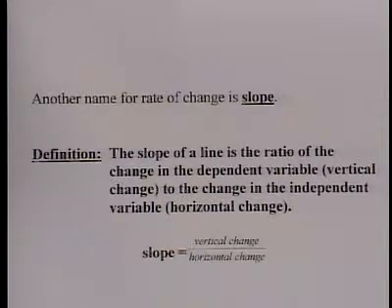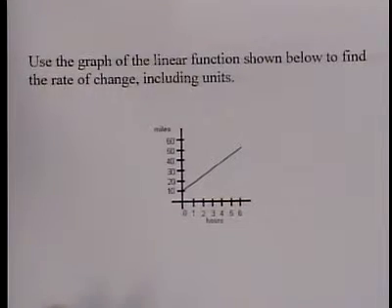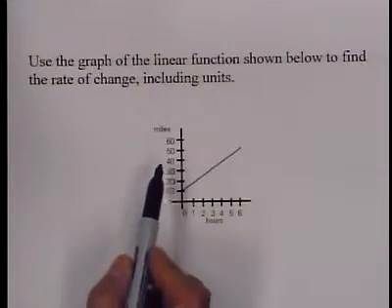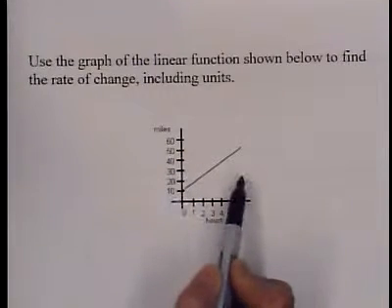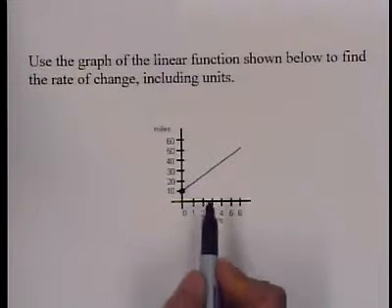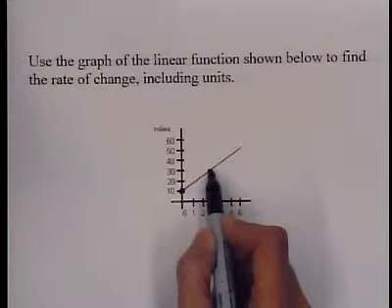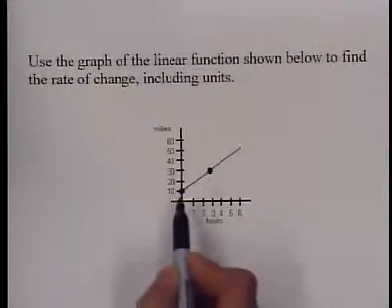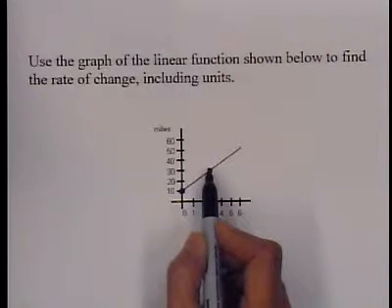Well, let's use that to do the following. We want to use the graph of a linear function shown to find the rate of change including units. We're going to use the fact that the slope, or rate of change, is the vertical change over the horizontal change. Let's pick a couple of points that are convenient to use on our line. Let's say these 2 points.